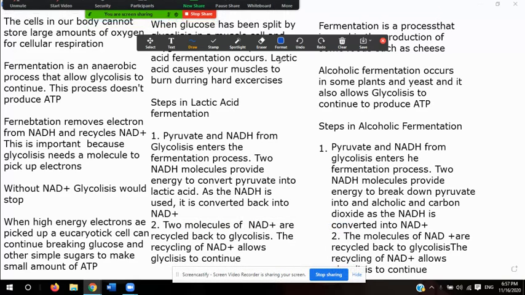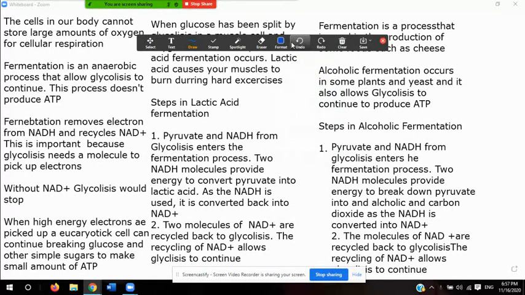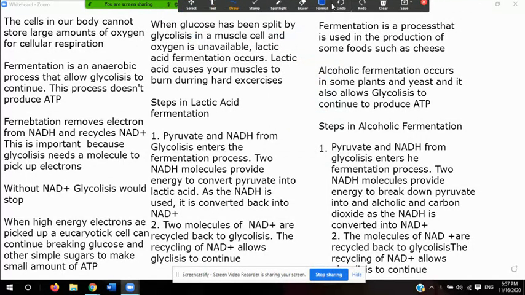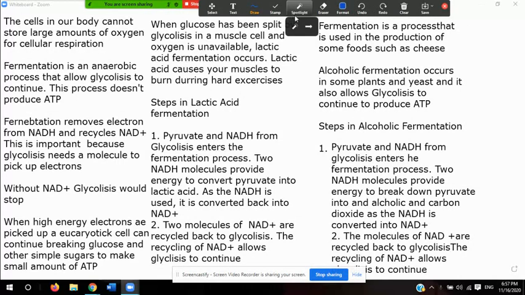Now, let me just get my spotlight real quick so that way we can go over what we're doing. So one thing that we need to understand is that the cells in our body cannot store large amounts of oxygen for cellular respiration. To be exact, when we talk, when we breathe, when we're doing activity that is not strenuous, we're not exercising, or we're not moving heavy objects, the oxygen that we produce by breathing is enough to produce sufficient energy to sustain us.